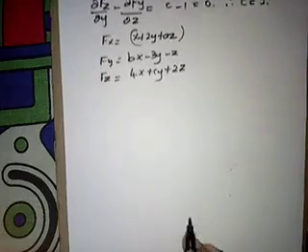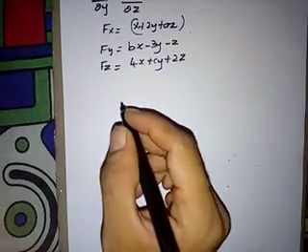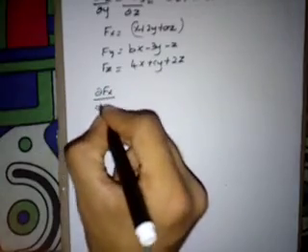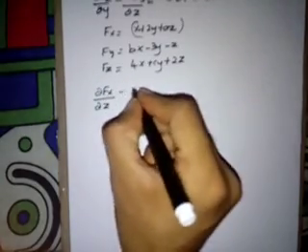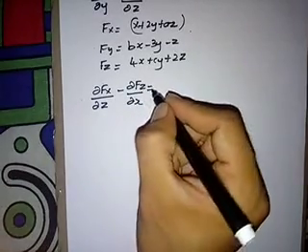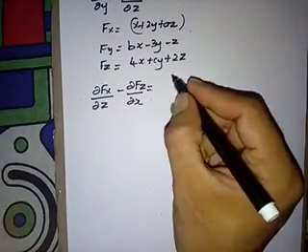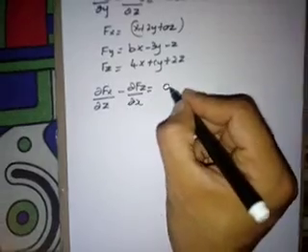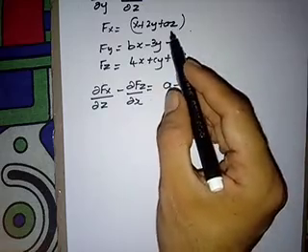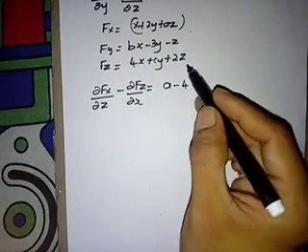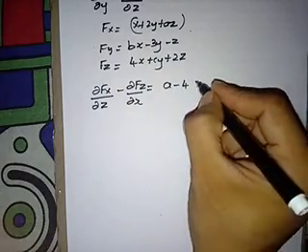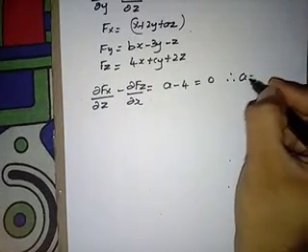The next term is dou fx by dou z minus dou fz by dou x. If we differentiate this, we get a minus 4 here. First differentiate fx with respect to z, we get a, then minus, differentiating fz with respect to x, we get 4. So a minus 4 is equal to 0, therefore a is equal to 4.